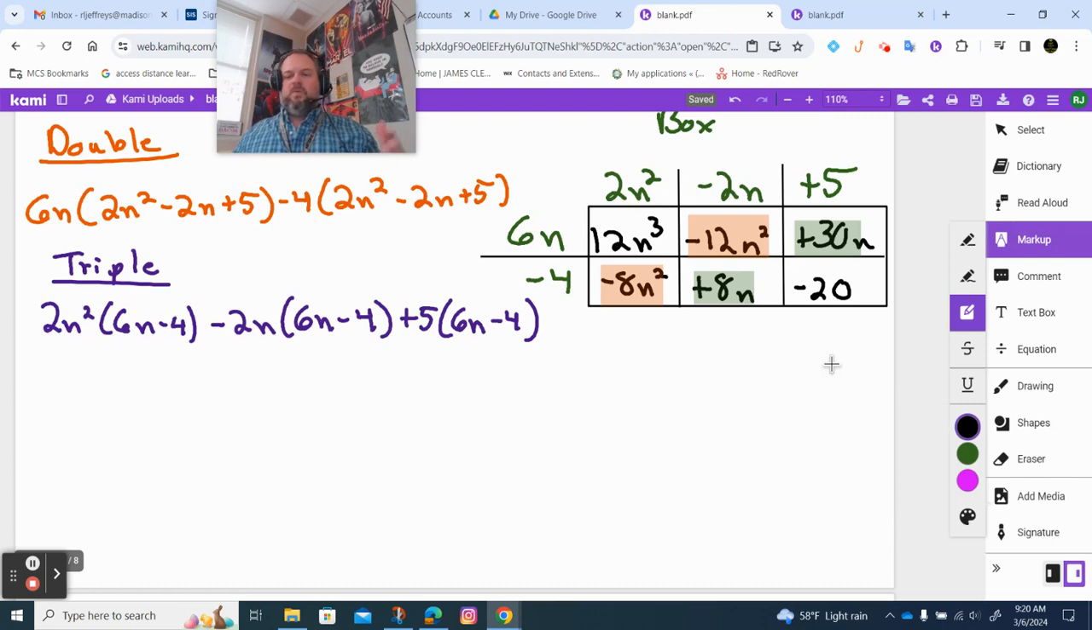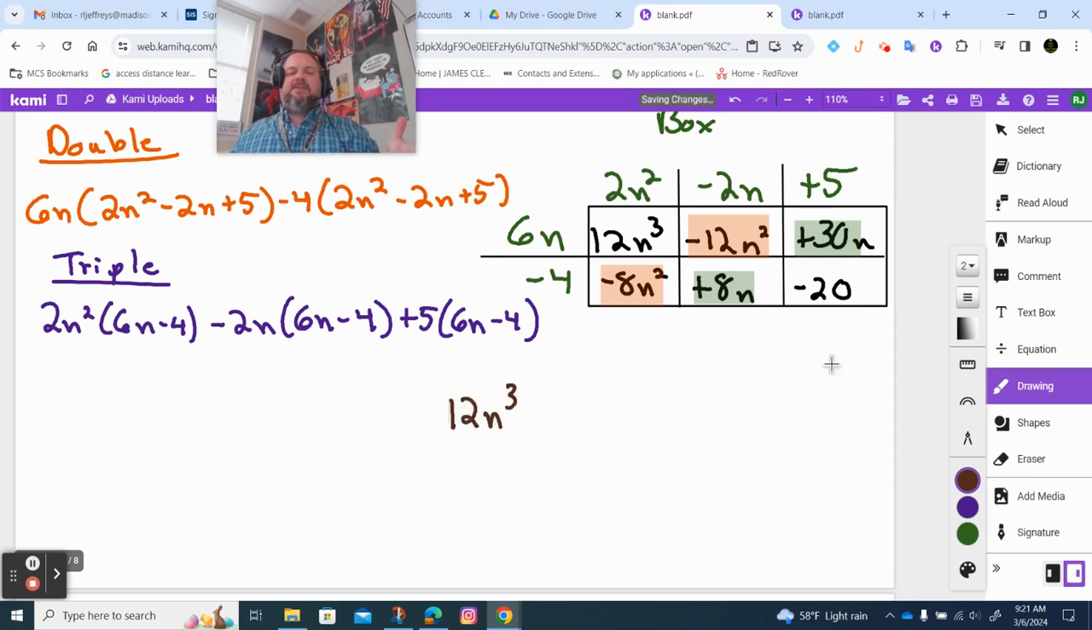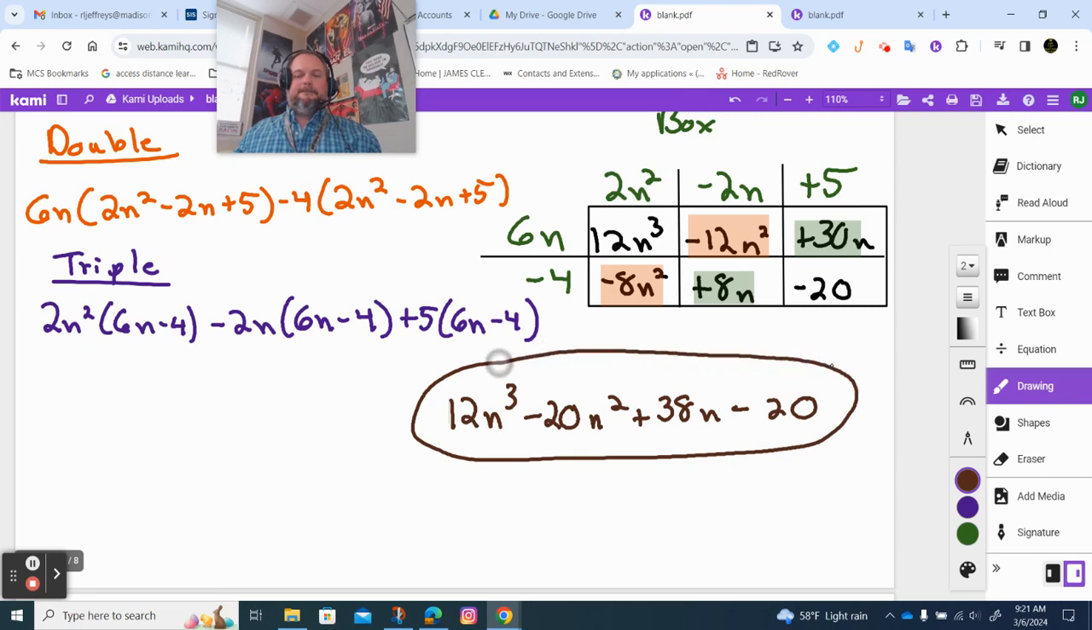So when it's all said and done, smoke is cleared. We don't have any other n to the third, so we're going to have 12n to the third. This is negative 12 minus 8, which ends up being negative 20n squared. 30 plus 8 is 38n, minus 20. That's my answer.